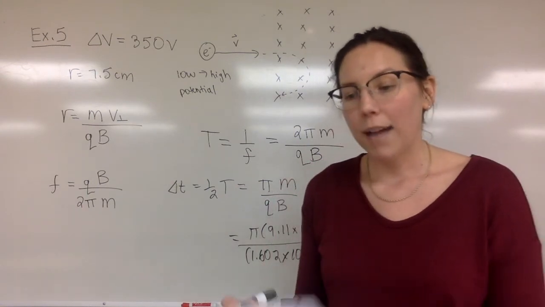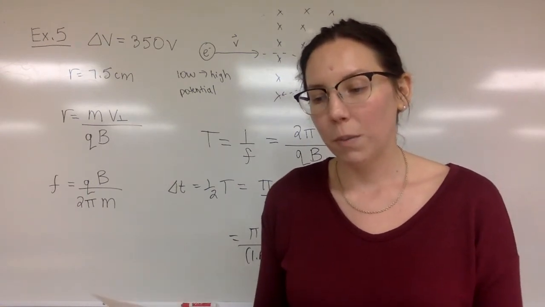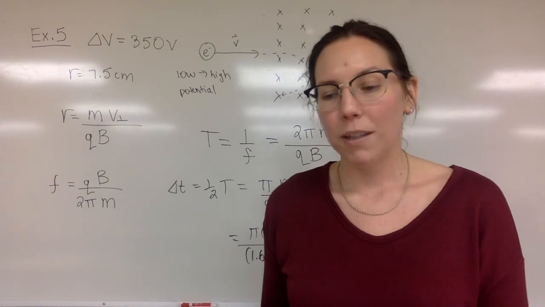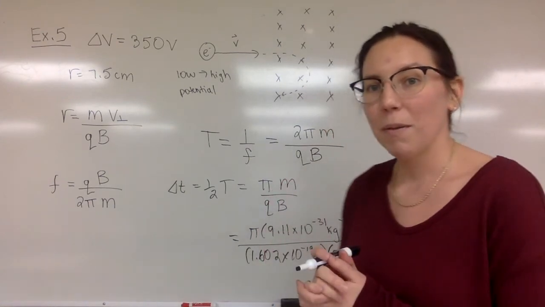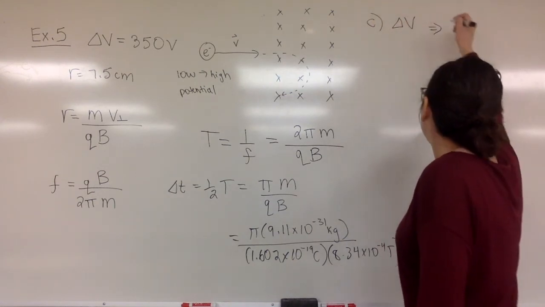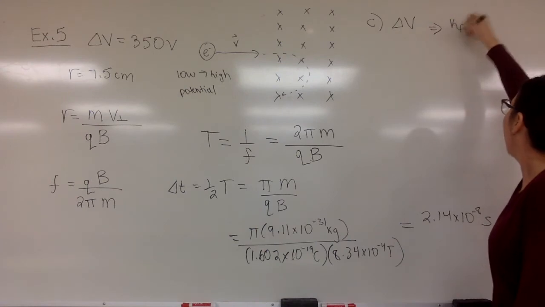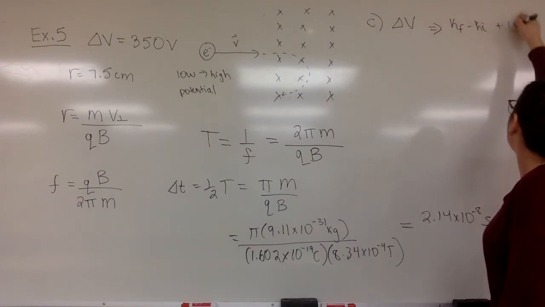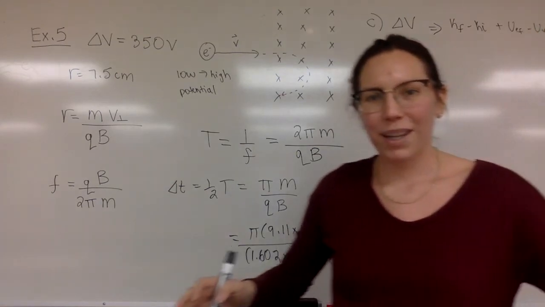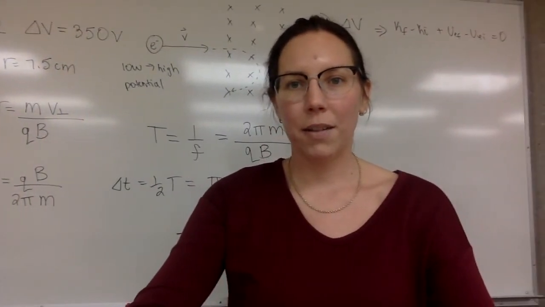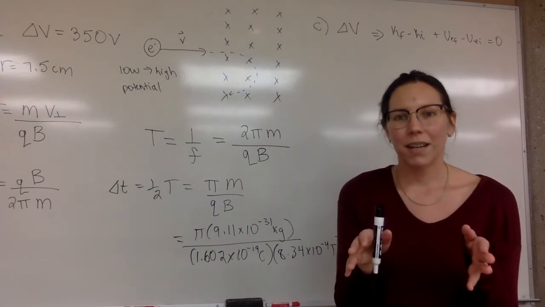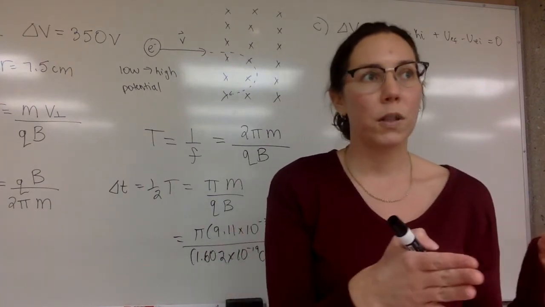Okay, and now we're asked in part C, what potential difference would be necessary to inject a proton into the field with the same speed? How would its path differ? So before, to find the potential difference, we had our conservation of energy equation, Kf minus Ki plus UEf minus UEi equals 0. We're going to end up with the same relationship but with a different sign, and I'll take a minute to explain why. Since the proton now has a positive charge, it will accelerate in the direction of the electric field, which is from high voltage to low.